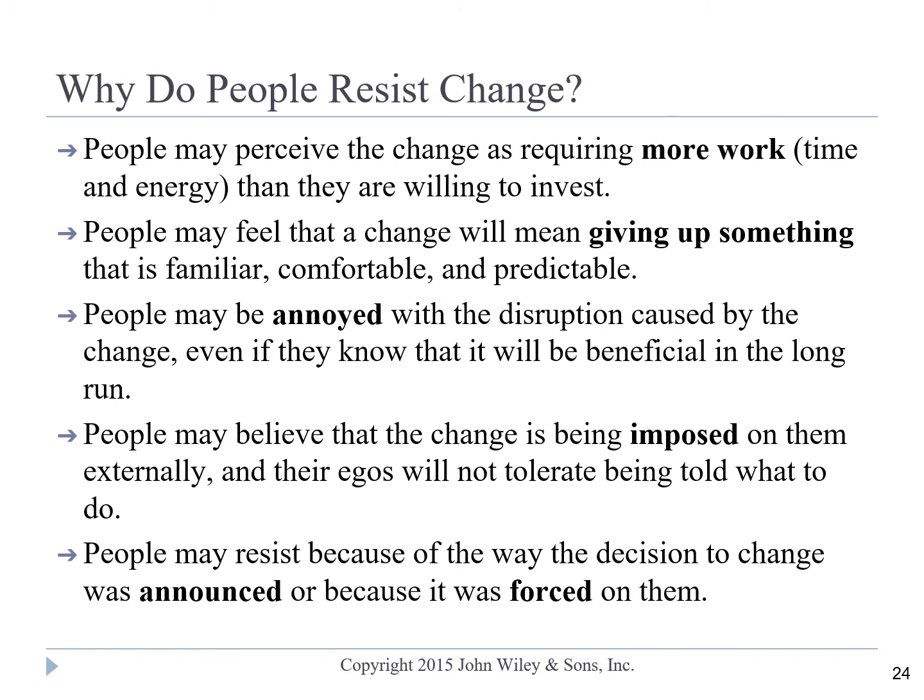And also they may feel that the change is imposed on them, and usually people don't like to be forced to do something, so they may have a natural resistant reaction to it. Even the way the change is announced and who was involved in making the decision on the change may have an impact on its success and how people perceive the change.